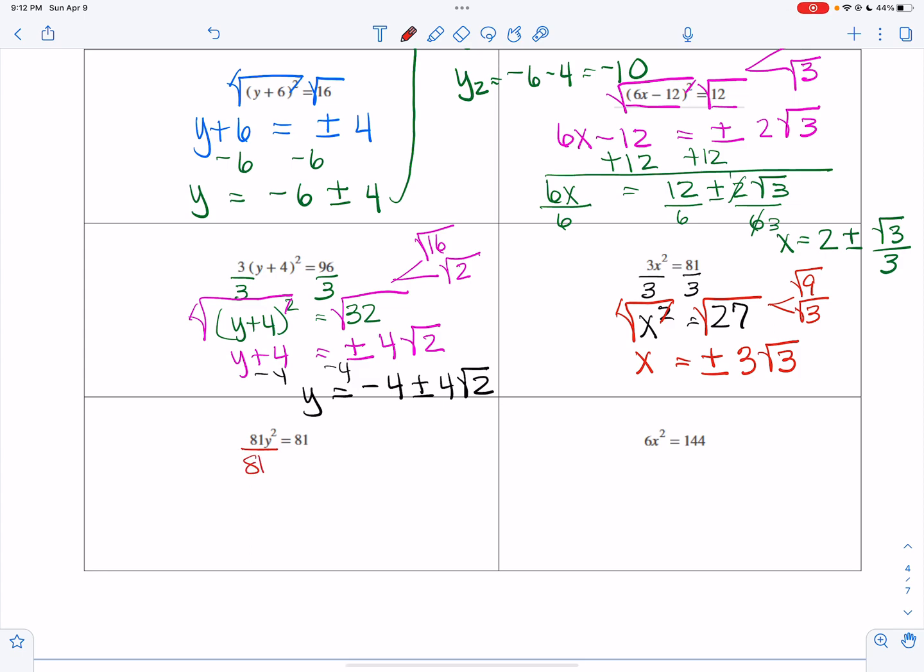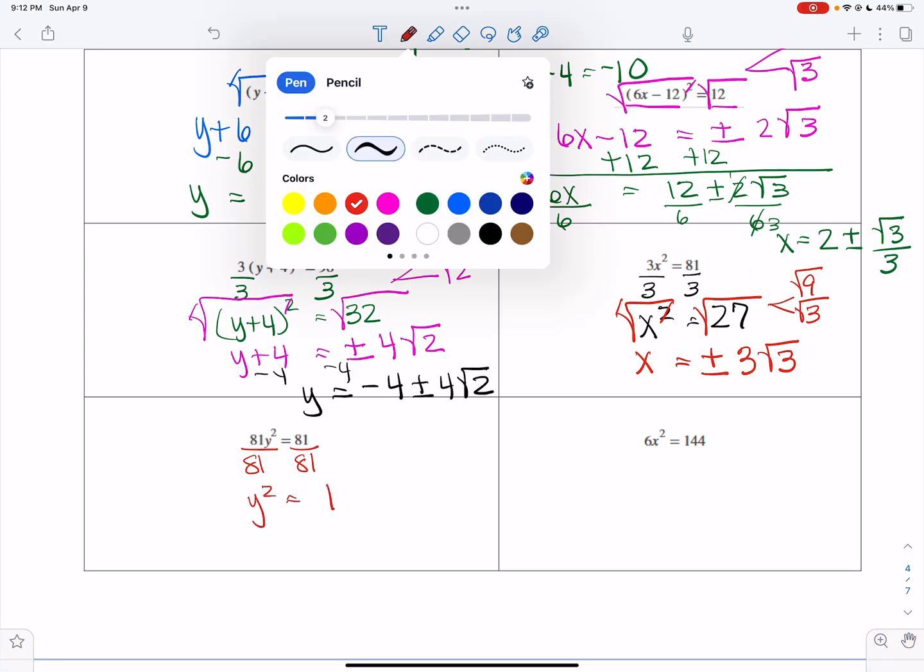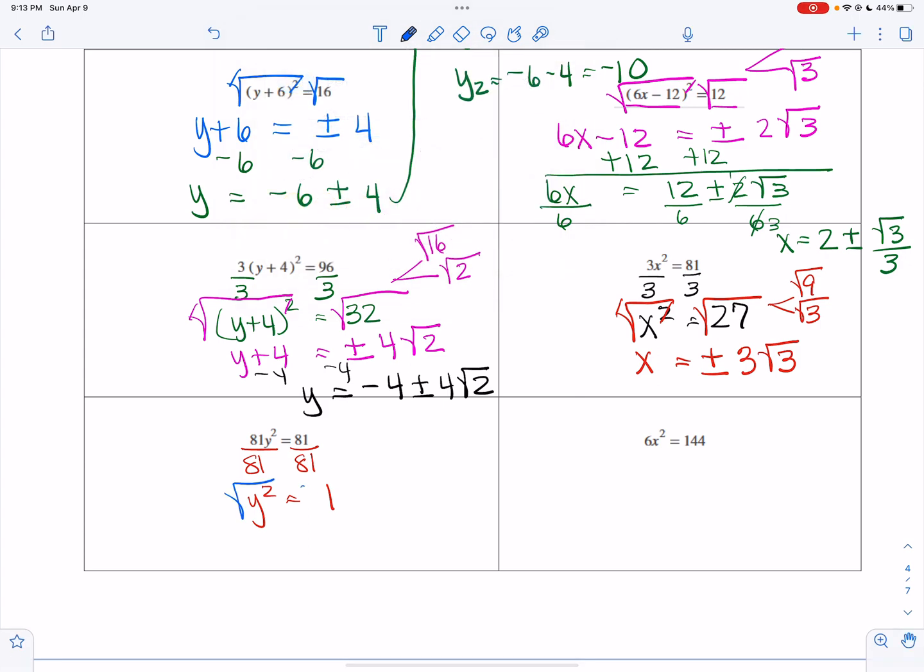So divide by 81, we get y squared equals 1. Take the square root of both sides. So y equals both positive and negative, and 1 is a perfect square. So a lot of times students miss these problems because they only get one solution and they get the positive solution. They forget that the negative is also a solution.